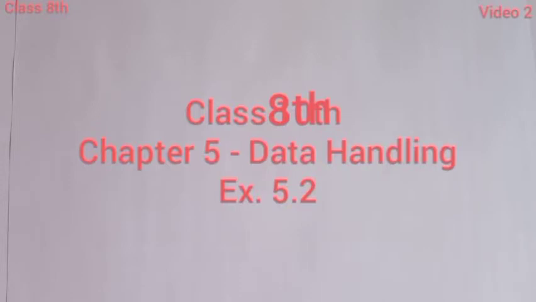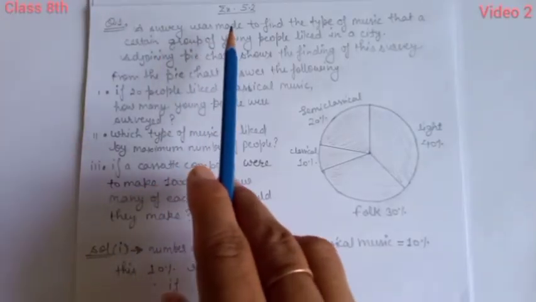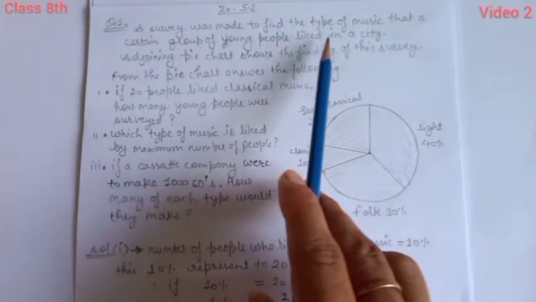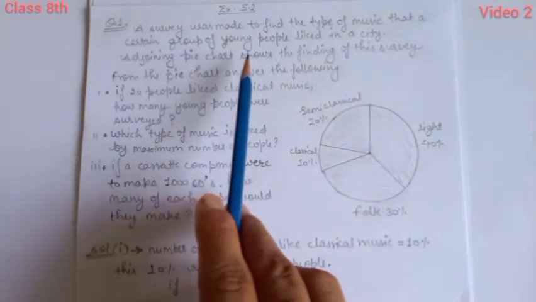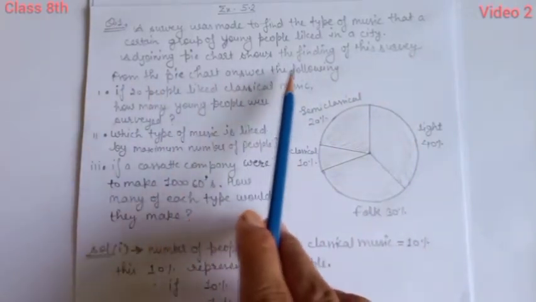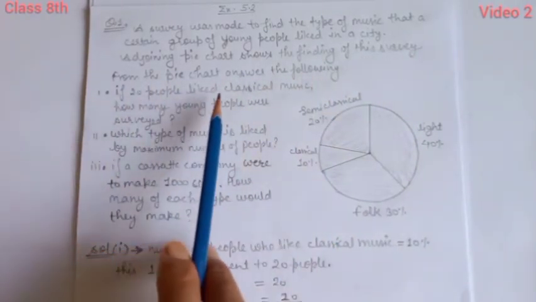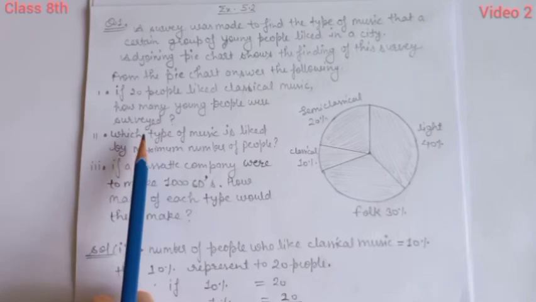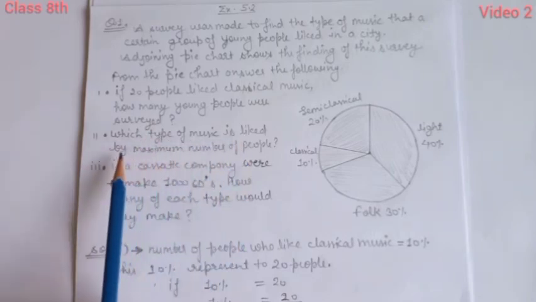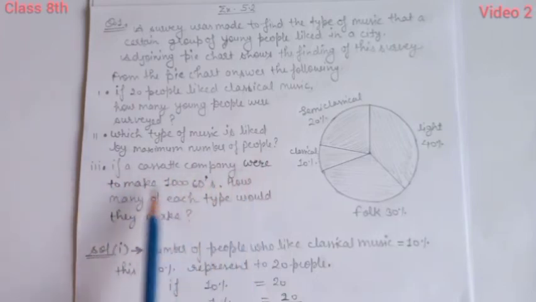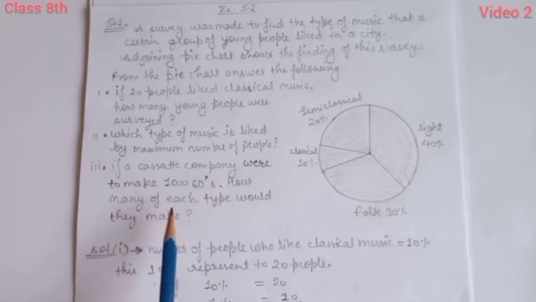Exercise 5.2. Let's see question number 1. A survey was made to find the type of music that a certain group of young people like in a city. The adjoining pie chart shows the findings of this survey. From the pie chart, answer the following questions. First, if 20 people like classical music, how many young people were surveyed? Second, which type of music is liked by the maximum number of people? Third, if a cassette company were to make 1000 CDs, how many of each type would they make?